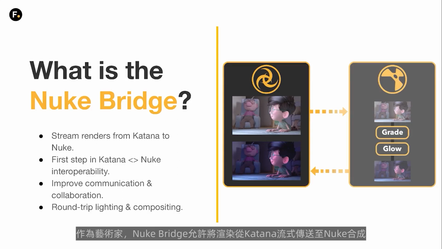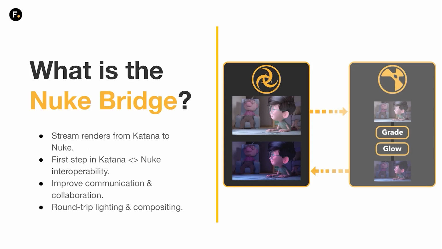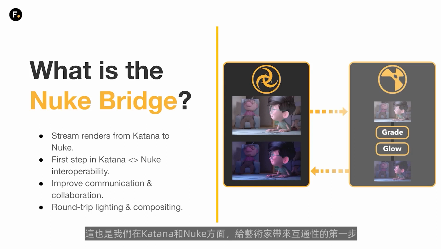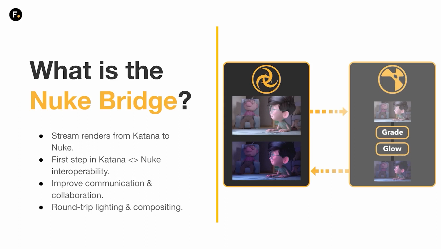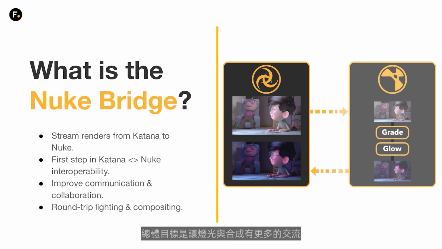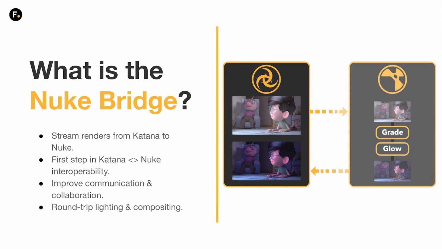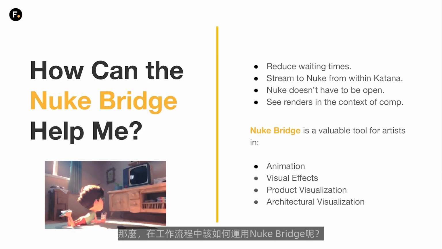Well, Nuke Bridge allows you as artists to stream renders from Katana through a Nuke composite and then back to be viewed inside Katana. It's the first step in bringing interoperability between Katana and Nuke to artists, with the overall aim being to allow for more communication and easier collaboration between the lighting and compositing departments. This bridge helps to round-trip these stages of the pipeline so there can be a flow between the two tools and subsequently between artists. So how can implementing the Nuke Bridge in your workflow be beneficial?